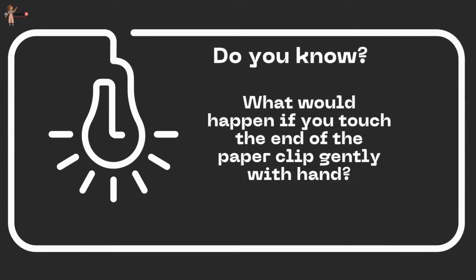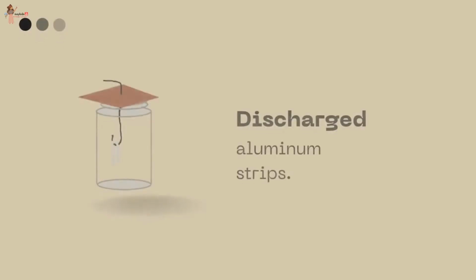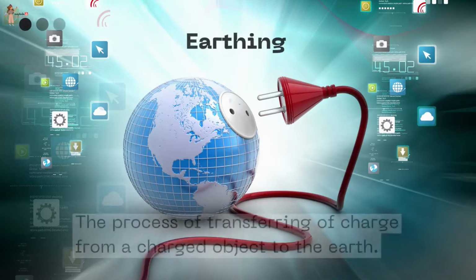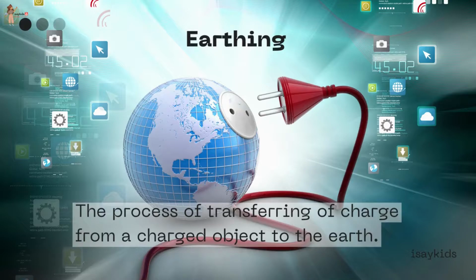What would happen if you touch the end of the paper clip gently with hand? Well, the foil strips would come back to their original state. The reason is that the foil strips lose charge to the earth through your body. We say that the foil strips are discharged. The process of transferring of charge from a charged object to the earth is called earthing. Earthing is provided in buildings to protect us from the electrical shocks due to any leakage of electrical current.